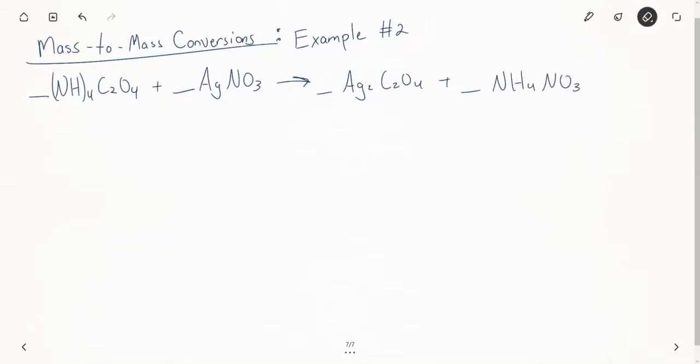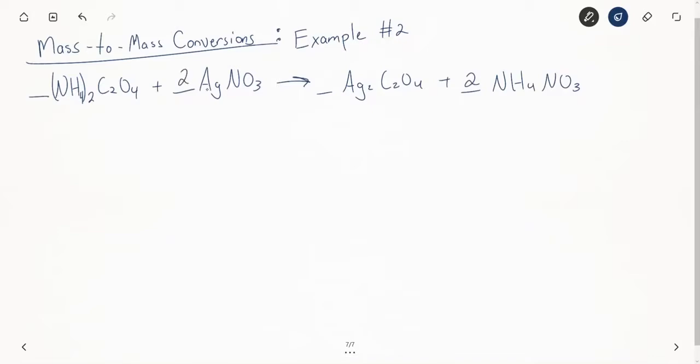Actually, I made one little mistake here. Let me modify our ammonium. Make sure that you put the 4 inside the parentheses and a 2 outside of it. So there's 2 ammonium on this side, there's just 1 on this side. I'm going to put a 2 out in front. That's also going to affect our nitrate on this side, so I'll put a 2 here.